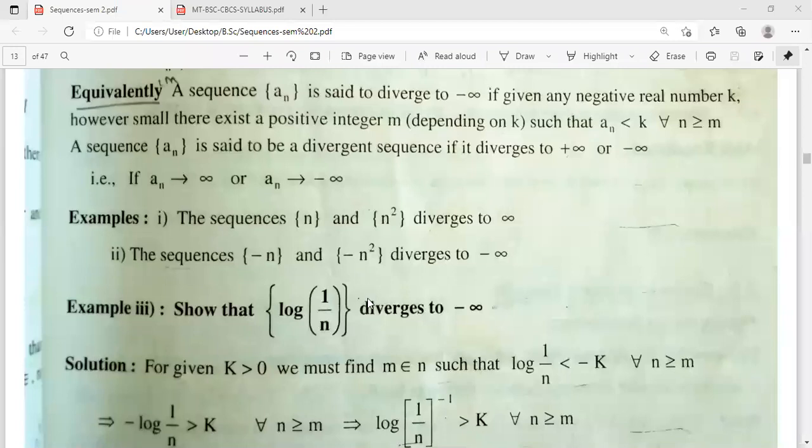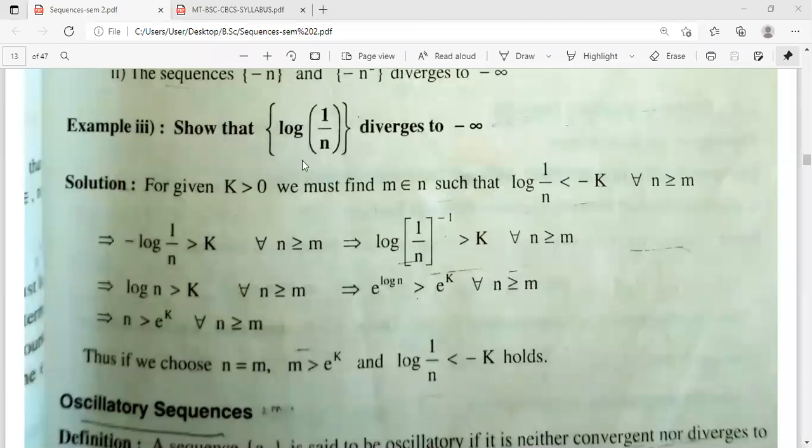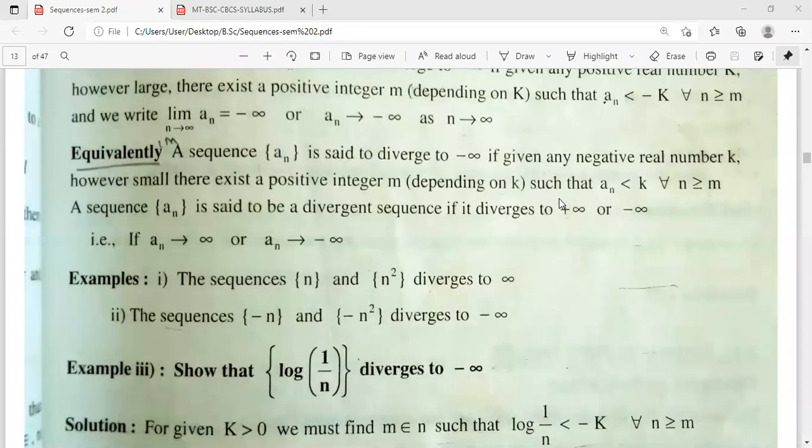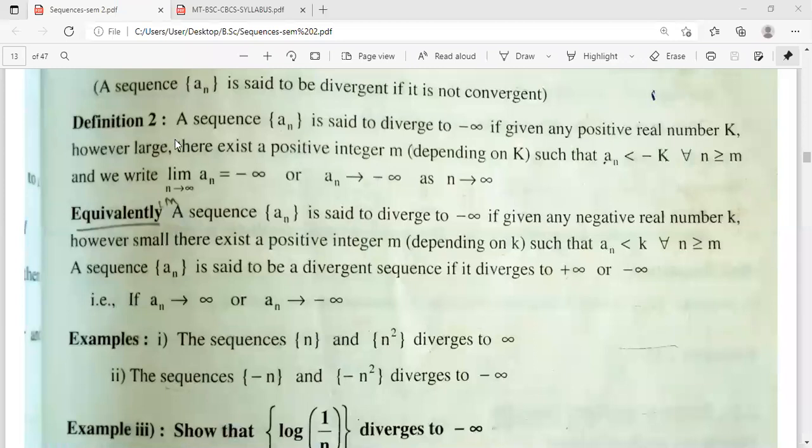Now here is one problem: log 1 by n diverges to minus infinity. For k greater than 0, there exists m belonging to the natural numbers such that log 1 by n is less than minus k for every n greater than or equal to m. Whichever way, using the definition, you have to find the value of n here. Minus infinity means you can write log 1 by n less than minus k. Which definition is taken here? There are two definitions, plus infinity and minus infinity; they have taken definition number 2.